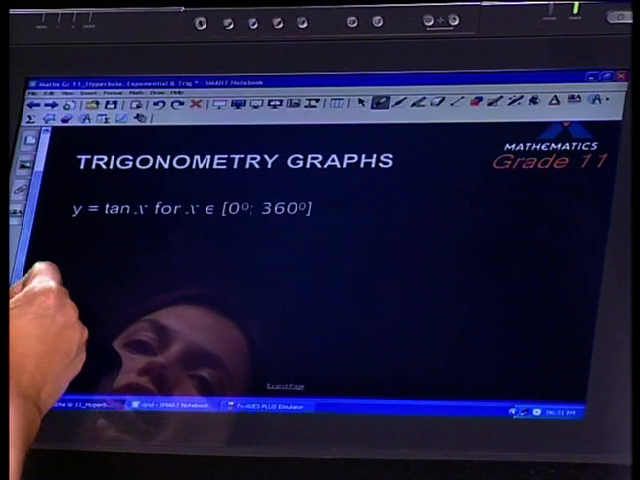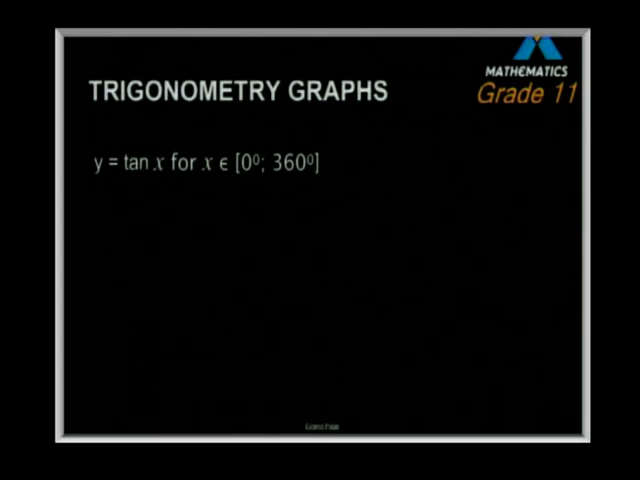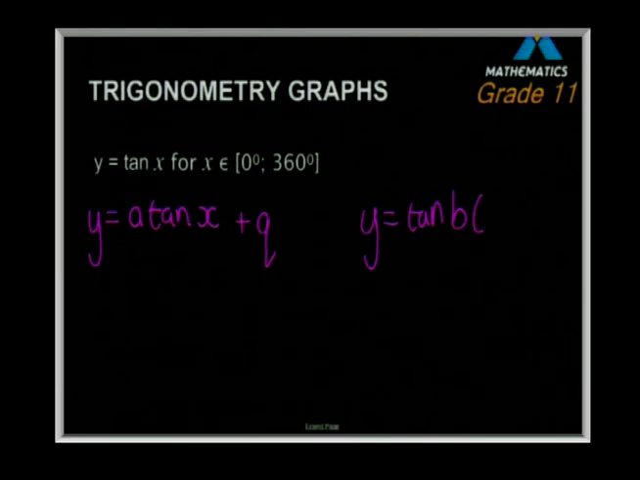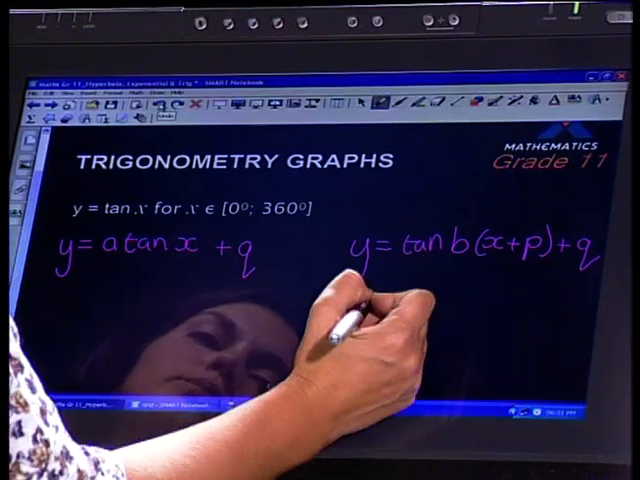Now the full name for tan is tangent. We have y equals tan x. You've also been given a couple of formulas through the years: y equals a tan x plus q, and then the more recent one, y equals tan(bx plus p) plus q. B influences our period.